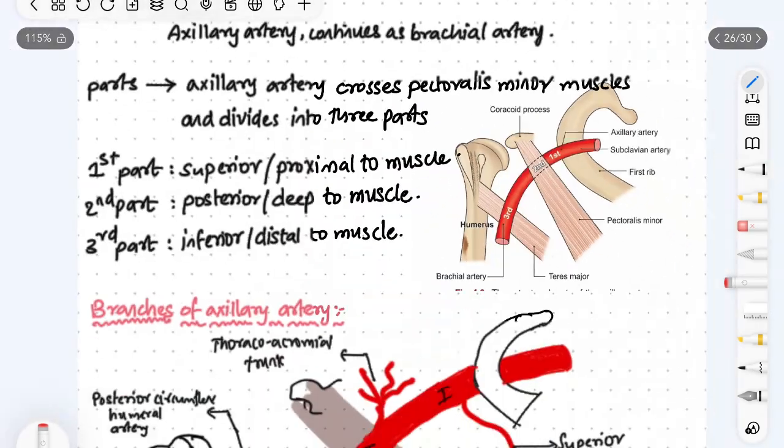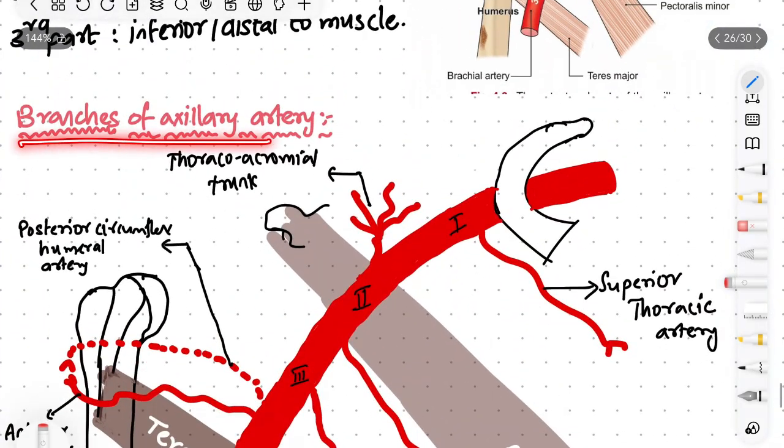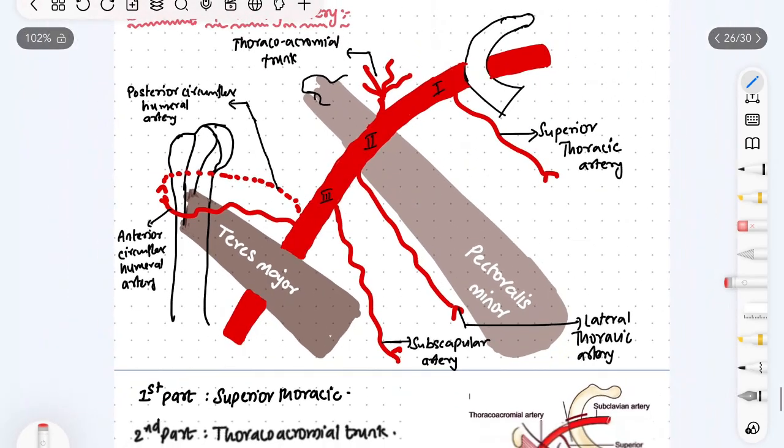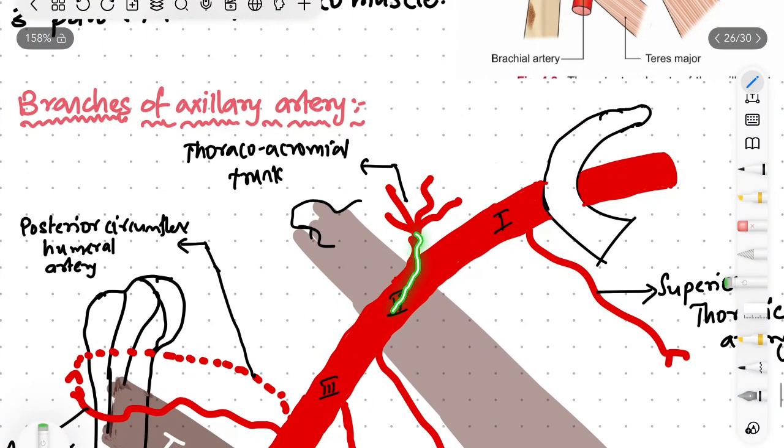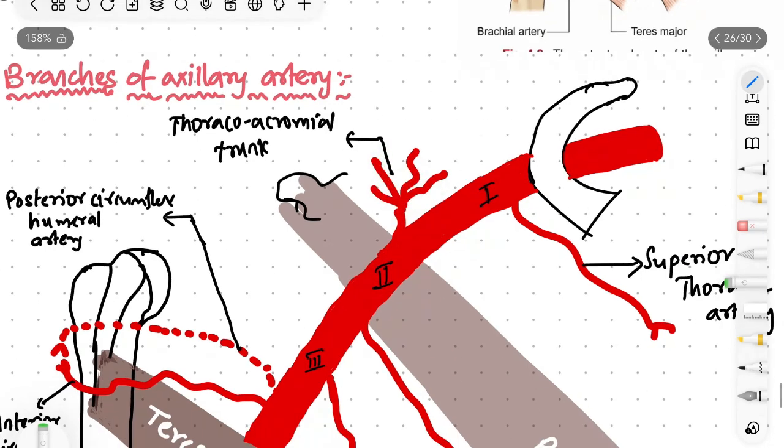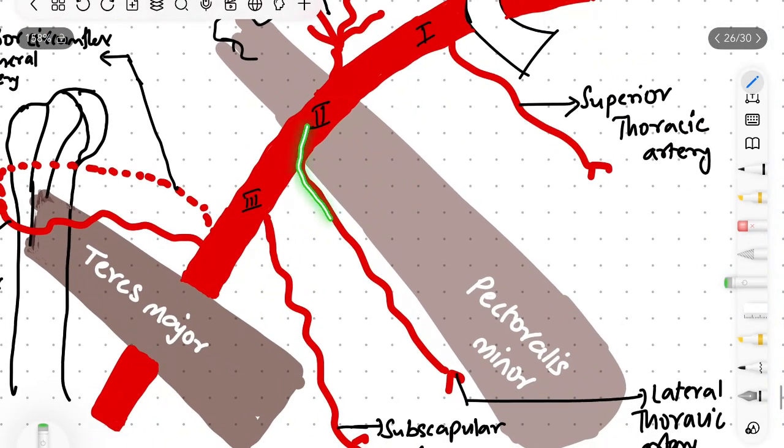Now, we'll be looking at these branches. What are the branches of the first part of axillary artery? First part of axillary artery gives a branch called superior thoracic artery. I'll use another color. So this is the superior thoracic artery from the first part of the axillary artery. Now, the second part, which is posterior or beneath the pectoralis minor, gives two branches. One is thoracoacromial trunk, and the second one is the lateral thoracic artery. So these are the two branches from the second part.